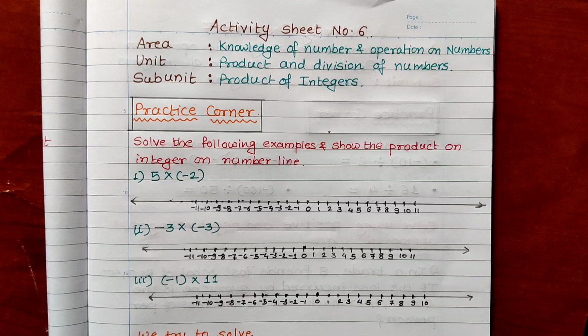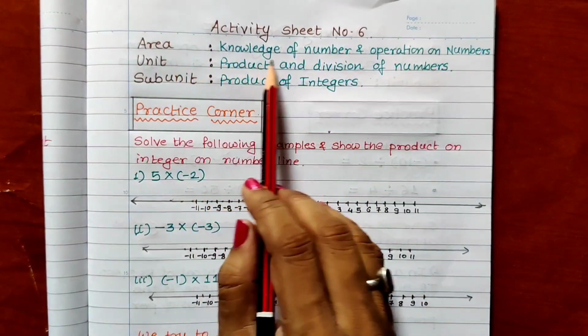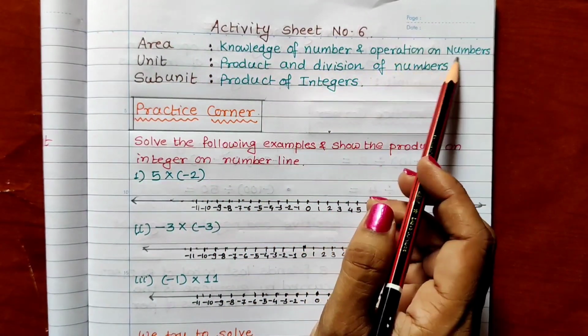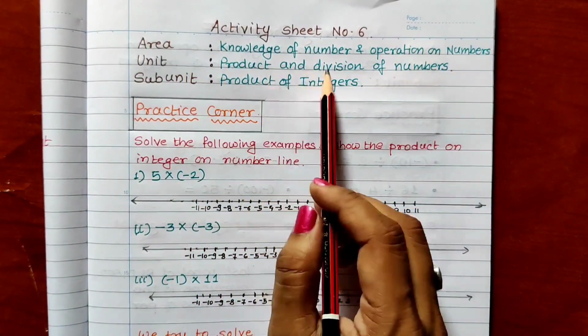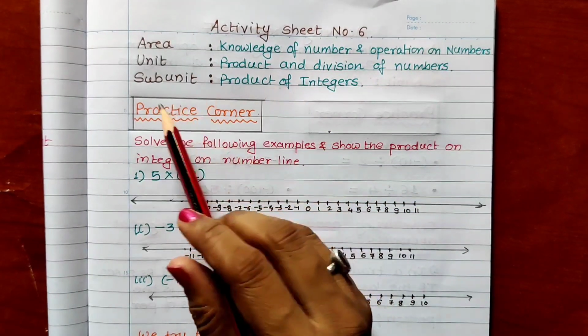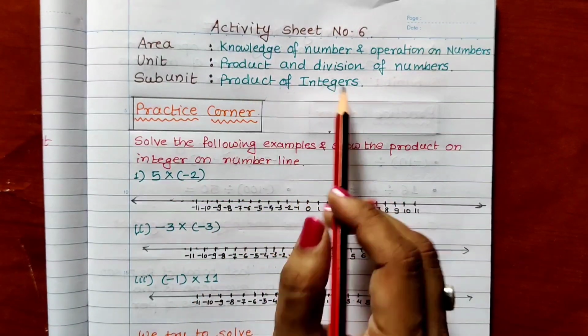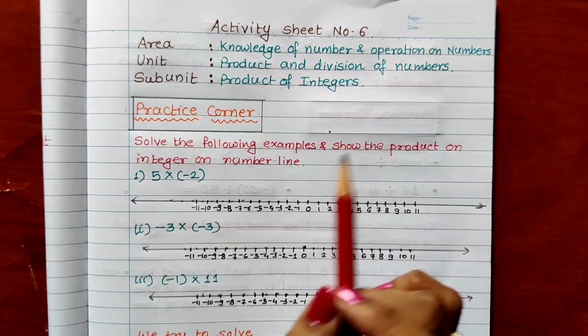So now you all can see my bridge course notebook, where I have written this activity sheet number 6. Area is knowledge of number and operation on numbers. Unit is product and division of numbers. And here in this particular sheet we are going to solve the sums on this subunit product of integers. We have to solve practice corner only.